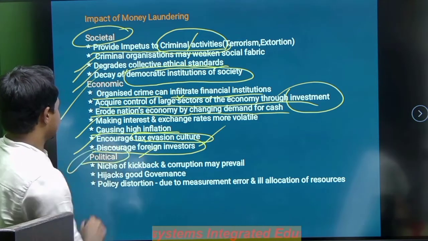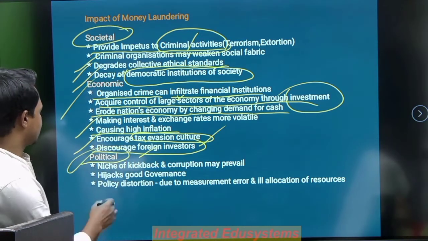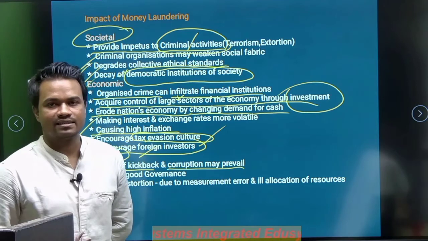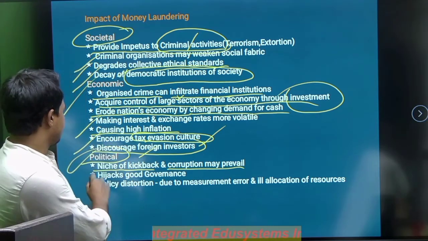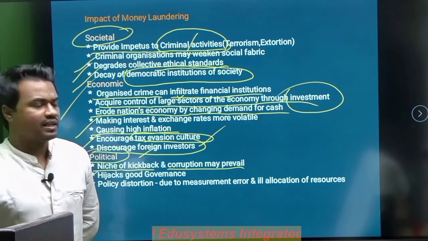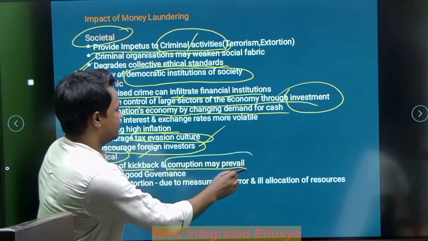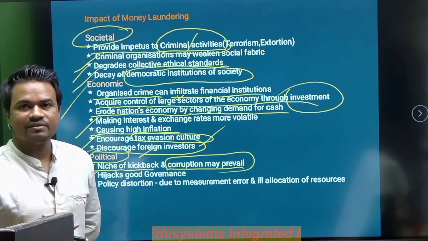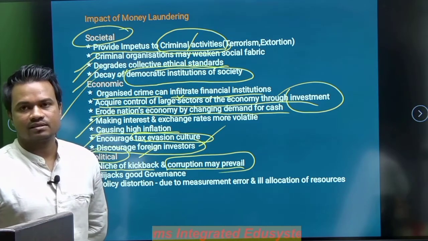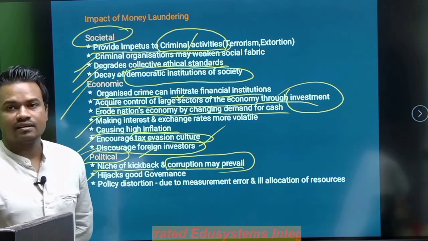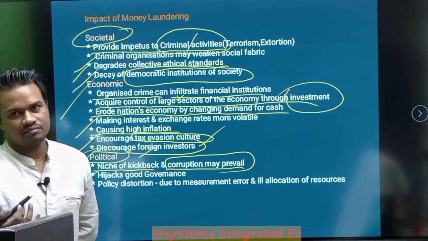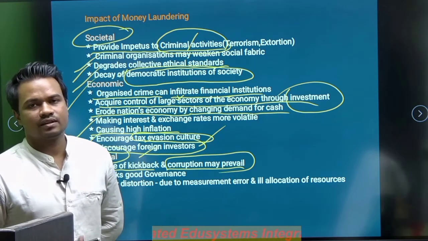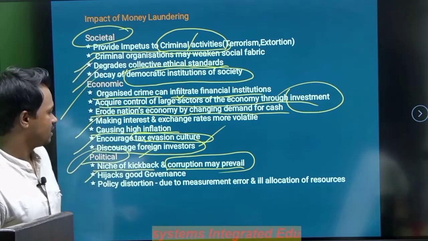Now the political concerns: money laundering is the niche of kickbacks and corruption. They will try to hijack the entire governance system, or good governance system, through kickbacks or bribes, and this encourages corruption. Through bribes, for their own favor, they can approach any minister or any politician, those who are policy makers. So that is ultimately harmful to the nation's interest.